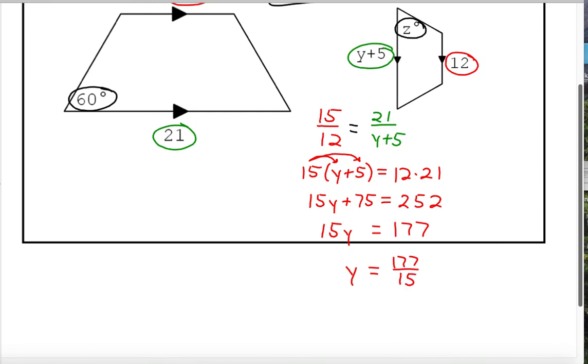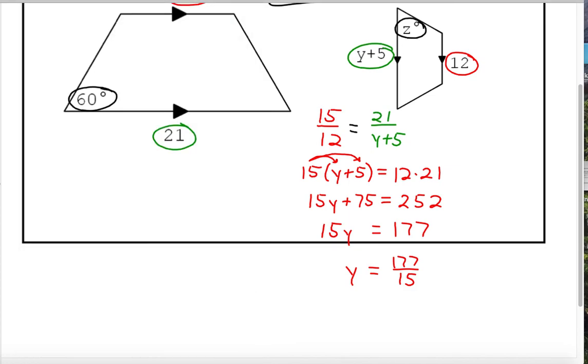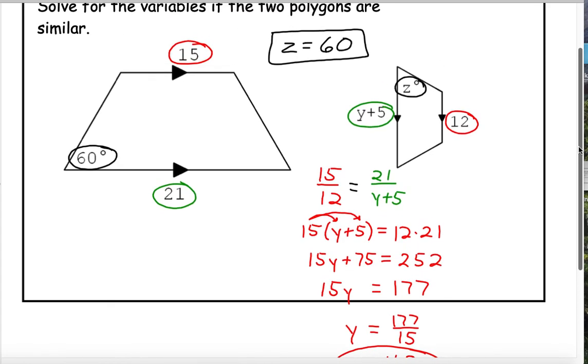All right, so let's check on a calculator. First of all, let's make sure that I did 12 times 21 correctly. 252, subtracted 75, and then divided by 15. So 11.8 is our value for y. A lot of times early on, the answers wind up being nice integer values. But later on, or with real life examples, you're not going to get such nice answers. So be prepared to get decimals sometimes. So y is equal to 11.8, and we found Z already was equal to 60.